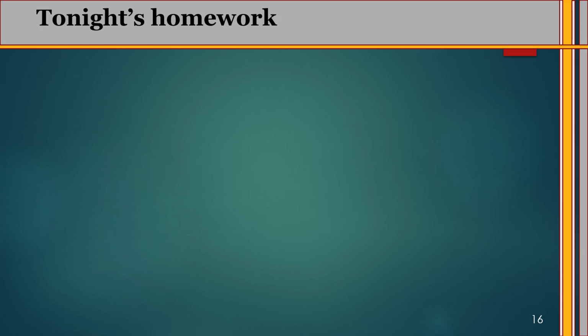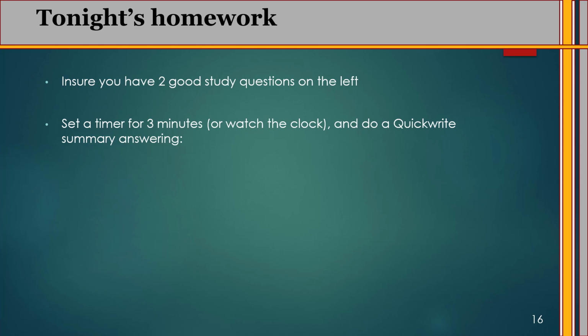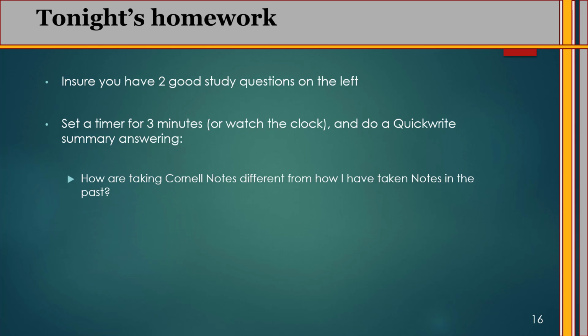Tonight for homework, what I'd like you to do is ensure you have 2 good study questions on the left. Set a timer for 3 minutes or watch the clock and do a quick write summary answering the following question: how does taking Cornell notes differ from how I have taken notes in the past? You should be taking Cornell notes in all your academic classes.